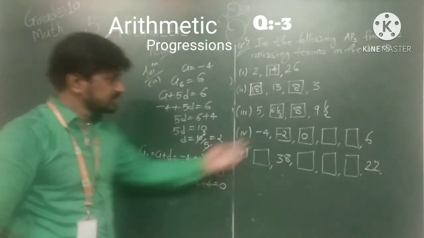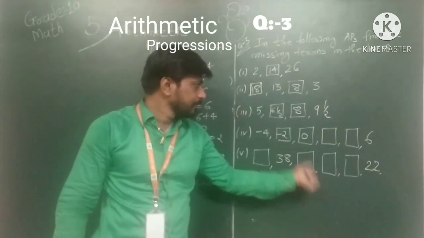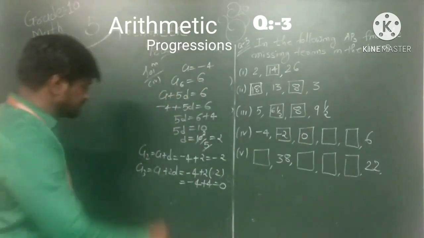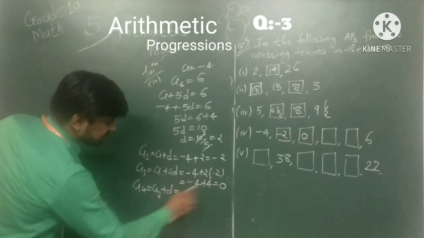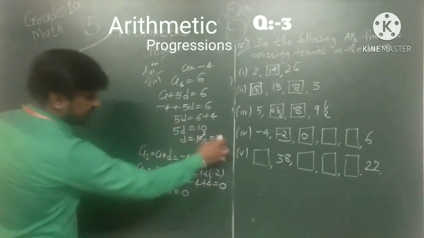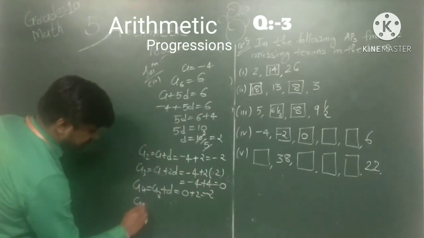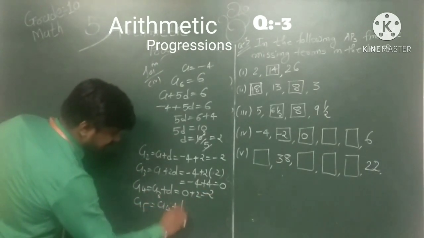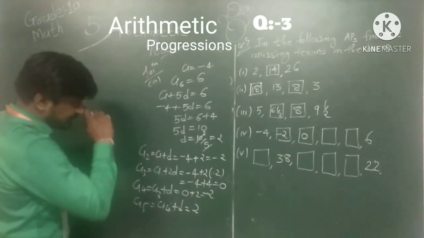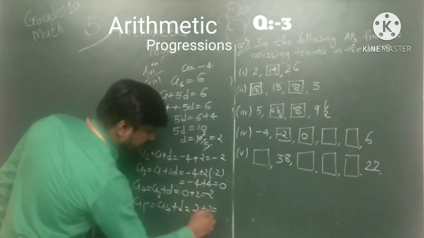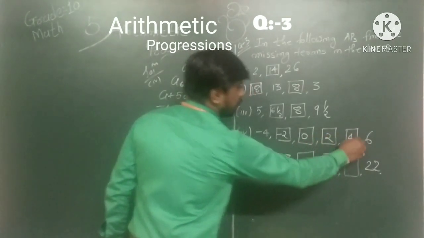Now simply just add the difference and we get the next term. A4 is A3 plus difference. What is A3? 0. And what is the difference? 2. That means we have 2. And A5 is equal to the fourth term plus difference. What is the fourth term? 2. And what is the difference? Difference is again 2. That means 2 plus 2, 4. Therefore we have 2 and 4.